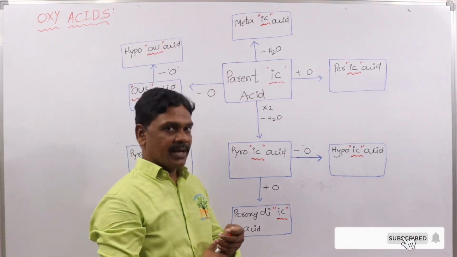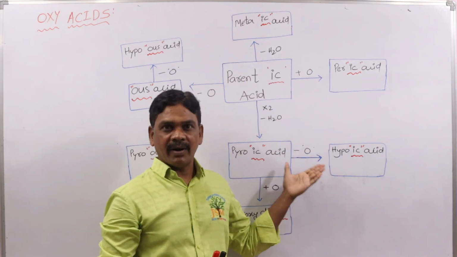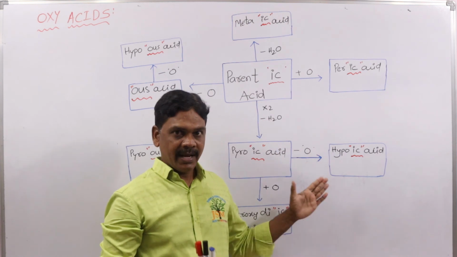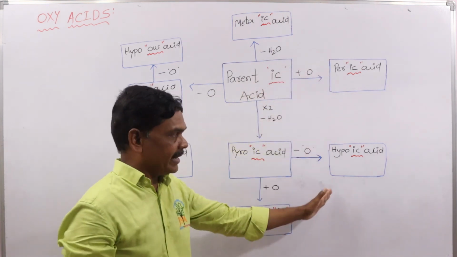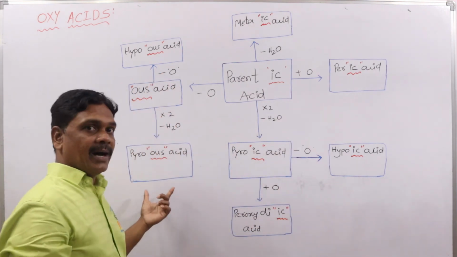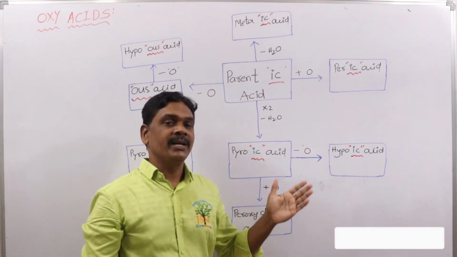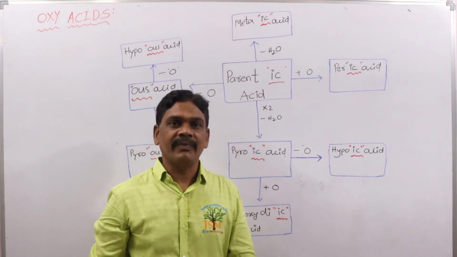This is how to remember different types of oxy acid forms of an element. Remember one more thing: on the right side maximum we are getting the -ic forms of acids, and on the left side we are getting the -ous forms. So this is the trick to remember different oxy acid forms of an element.